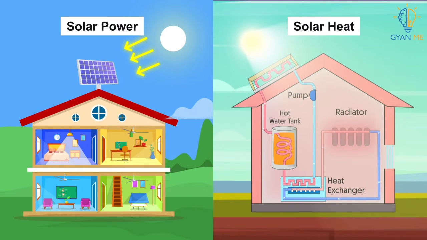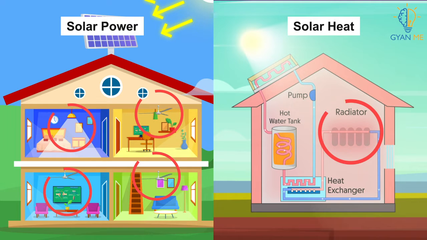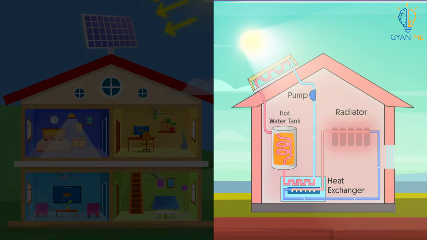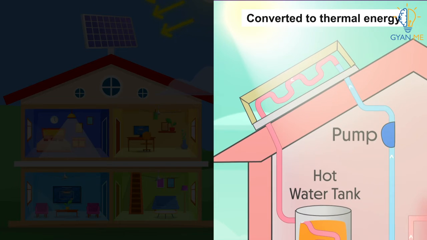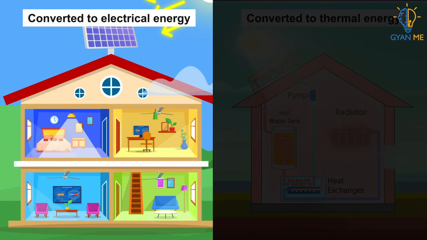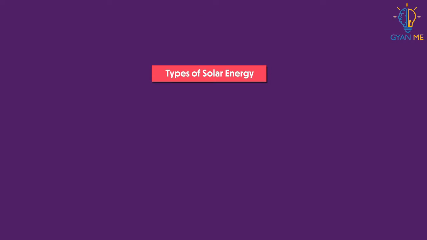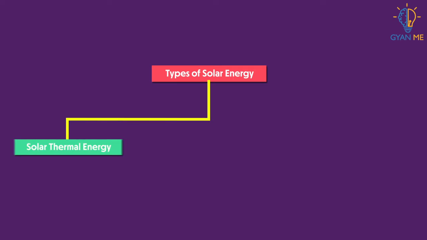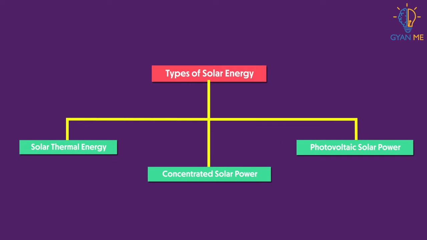Now students, once we collect the solar energy, it can be used in various ways. Solar energy can either be converted to thermal energy simply by capturing the heat present in solar radiation. It can be converted to electrical energy and used for various other purposes. Now students, accordingly there are three most useful types of solar energy, which are solar thermal energy, concentrated solar power, and photovoltaic solar power. Let us see one by one.